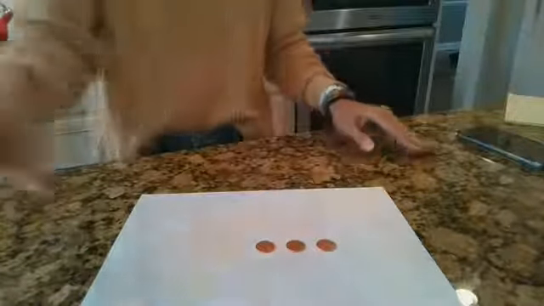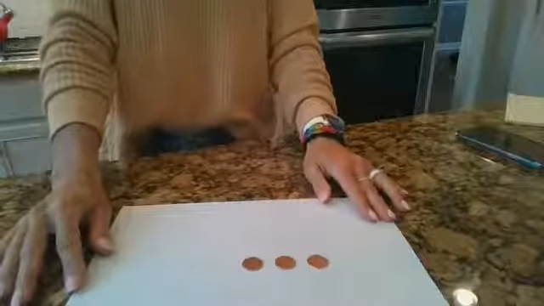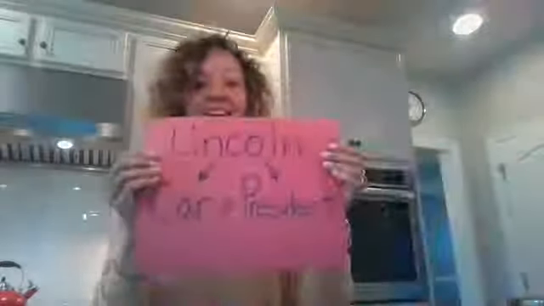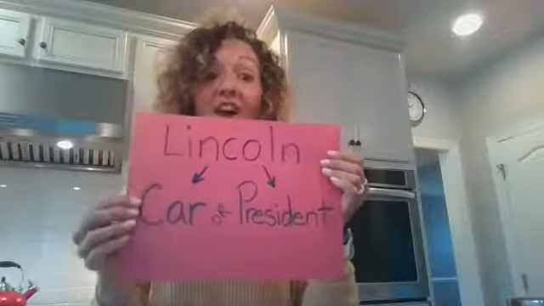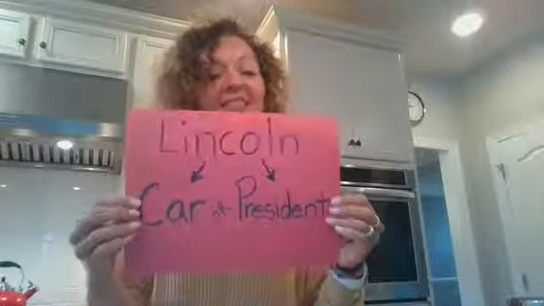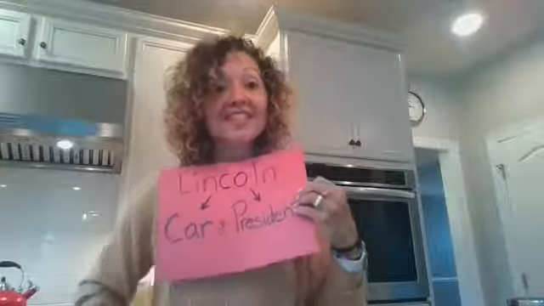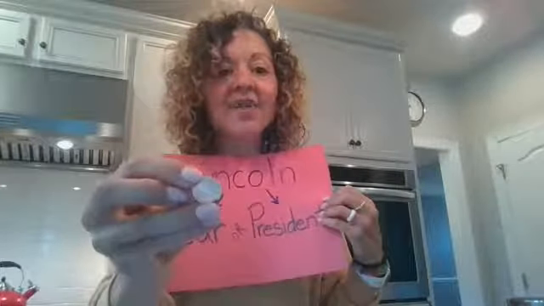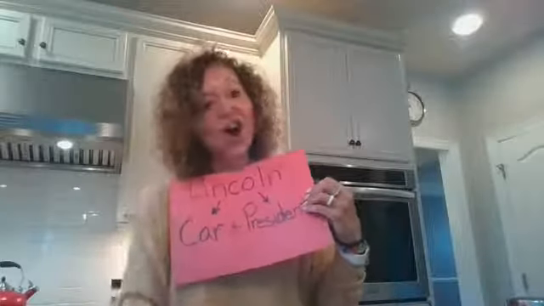I don't know if you could see those pennies pretty well, but maybe you could see what's on the tops of those pennies. Do you know who's on the top of a penny? Words that are spelled the same, but have two different meanings. Lincoln. Lincoln is a car, or it's also our president. And if you look at the top of the coin of a penny, there is President Lincoln. So that's how that riddle works. Do you see any cars?